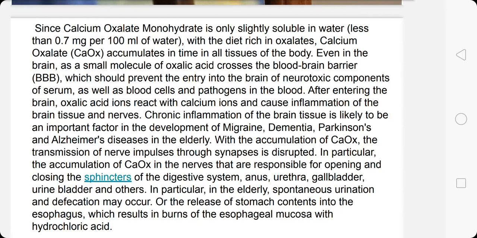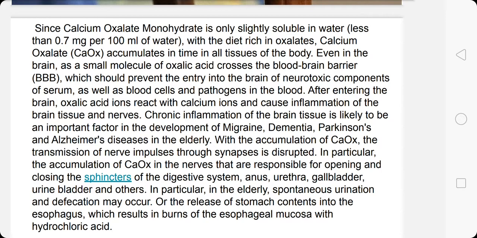With the accumulation of calcium oxalate, the transmission of nerve impulses through the synapses is disrupted. In particular, the accumulation of calcium oxalate in the nerves that are responsible for opening and closing the sphincters of the digestive system. It is the anus, urethra, gallbladder, urinary bladder, and others. In particular, in the elderly, spontaneous urination and defecation may occur. It is very nasty, such a disorder, and it is very, very bad.